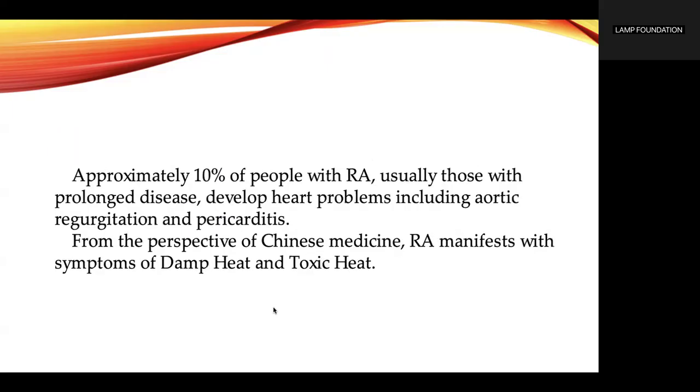Approximately 10% of people with RA, usually those with prolonged disease, develop heart problems, including aortic regurgitation and pericarditis. From the perspective of Chinese medicine, RA manifests with symptoms of damp heat and toxic heat.